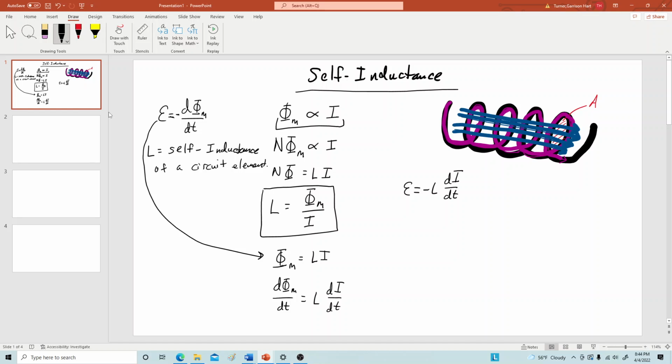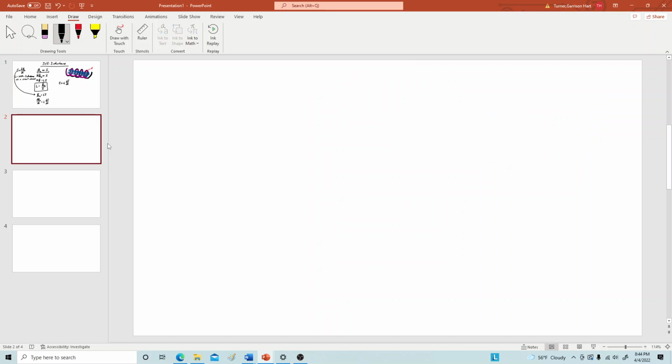Now, for example, I want to derive an expression for the self-inductance of a solenoid.